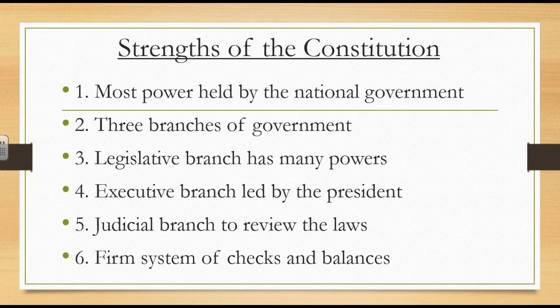And number 6 is maybe the most important, that there was a firm system of checks and balances within each one of these branches. That system of checks and balances helped make sure that not one branch of government became all-powerful or more powerful than all the others.